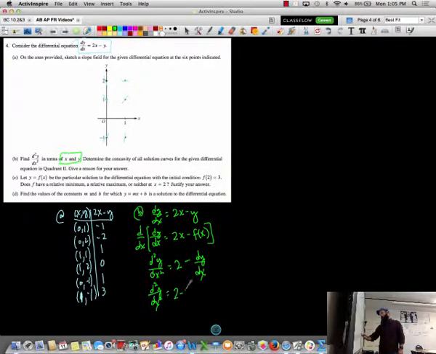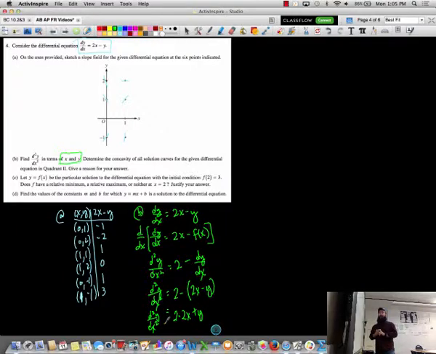So this would be 2 minus dy dx, which is 2 minus (2x minus y). So when I do that subtraction, it's 2 minus 2x plus y. I could have left it in the form where I didn't simplify, and that would have been just fine. That's the first part of part B.